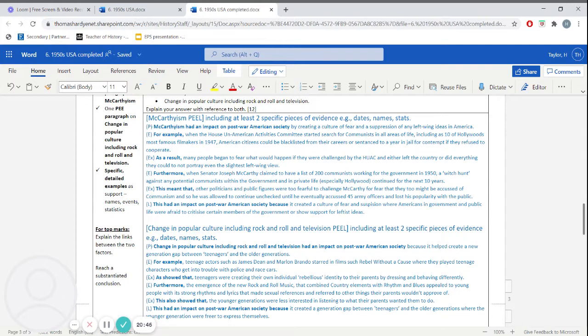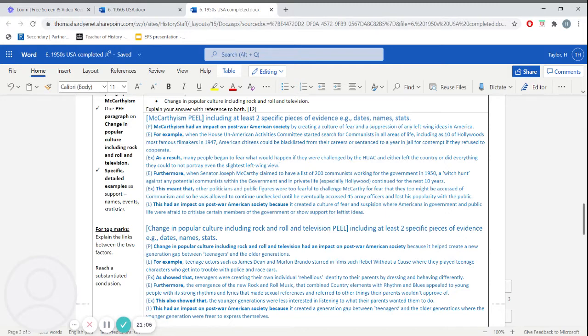And then I've got an explanation of why that changed American society. So as a result, many people began to fear what would happen if they were challenged by the HUAC and either left the country or did everything they could to not portray even the slightest left-wing view.